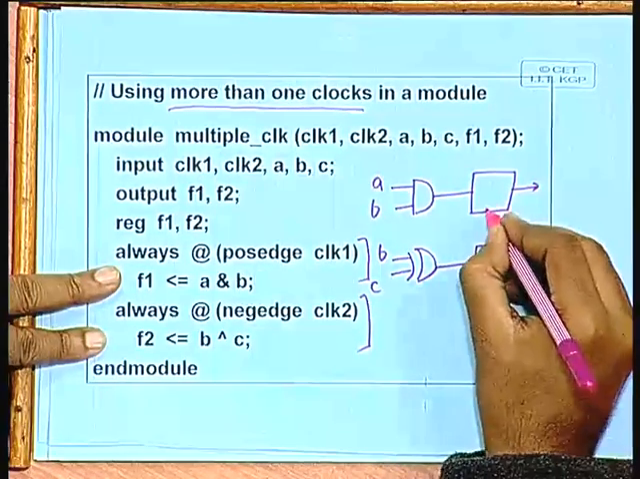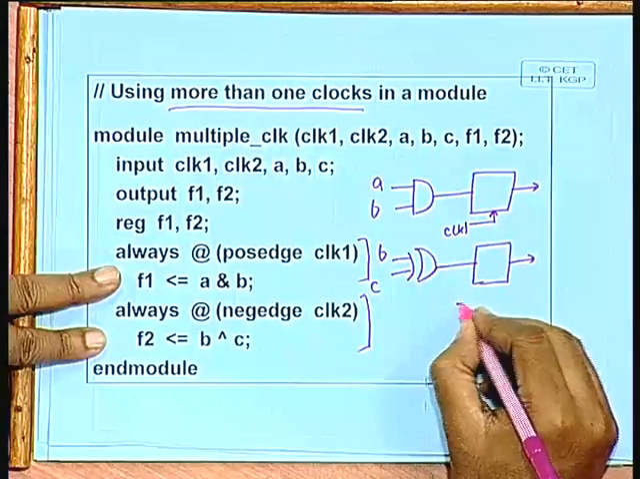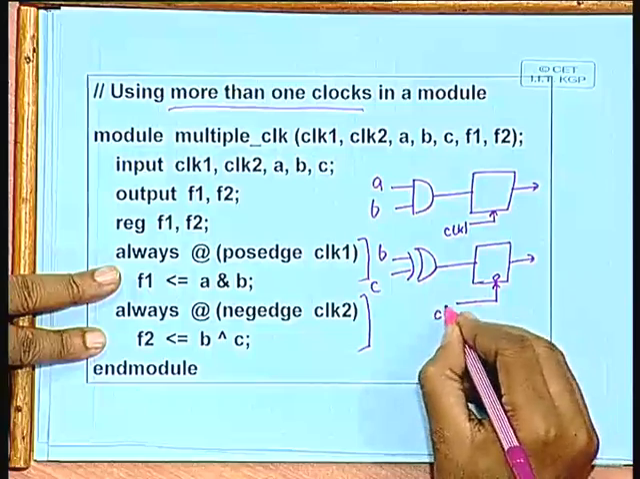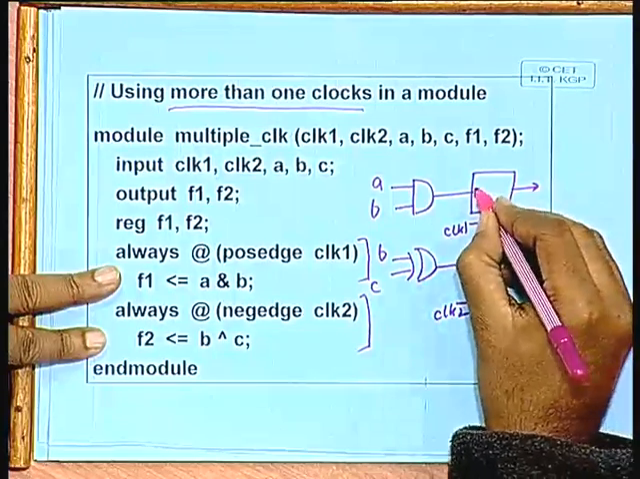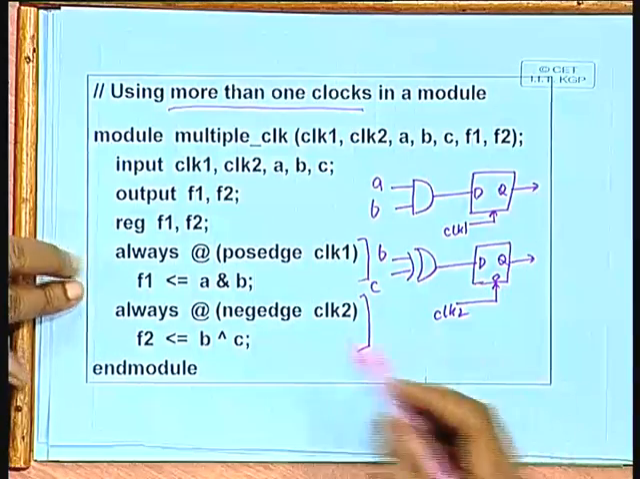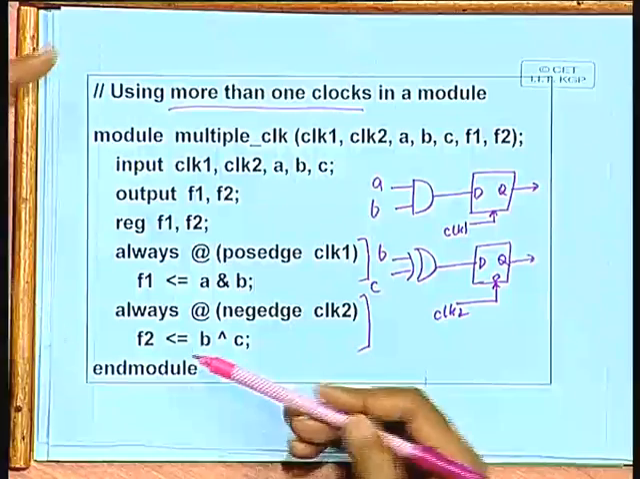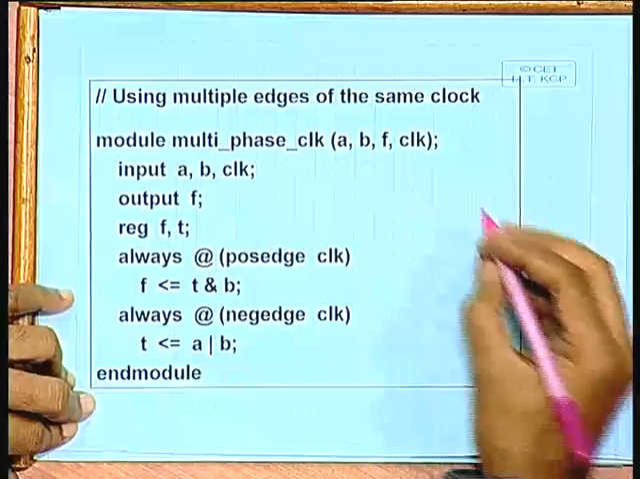The first flip flop will be clocked using CLK1, the second one, on the negative edge, will be clocked using CLK2. This will be the D input, this will be the Q output, D, Q. So, the synthesizer will synthesize this into some hardware like this. So, you can have multiple clocks in the same module, no problem there. Not only that, you can have multiple edges of the same clock.